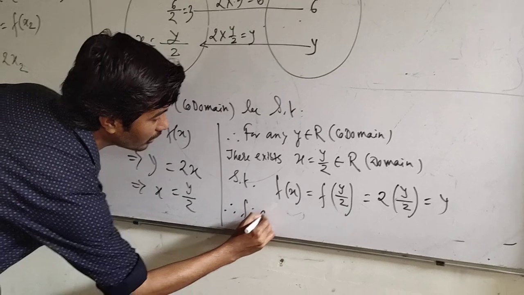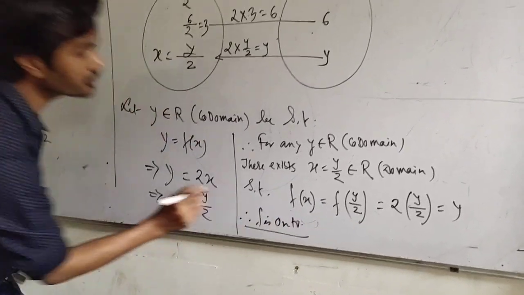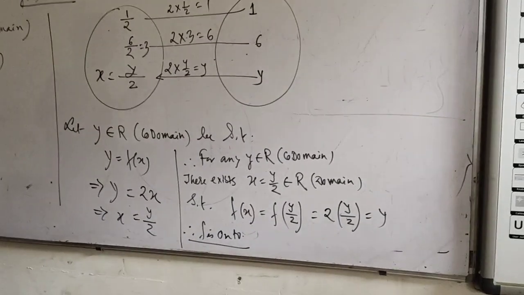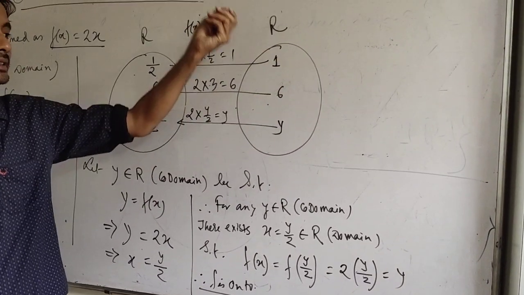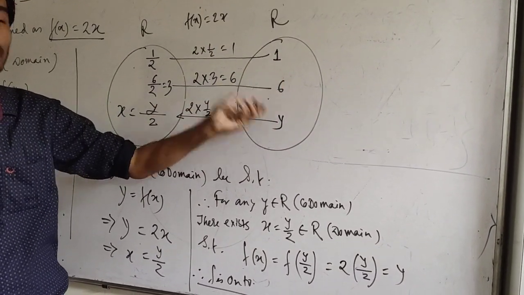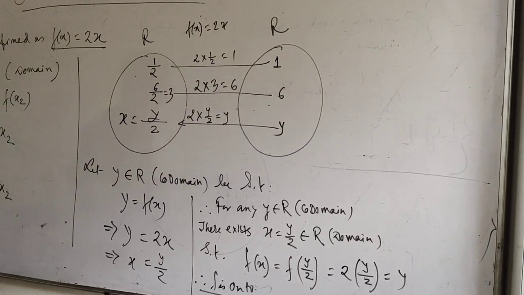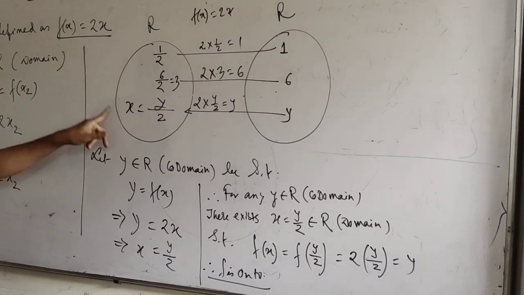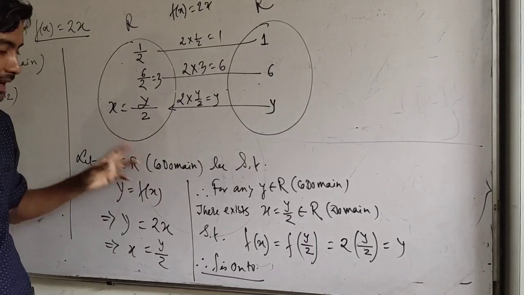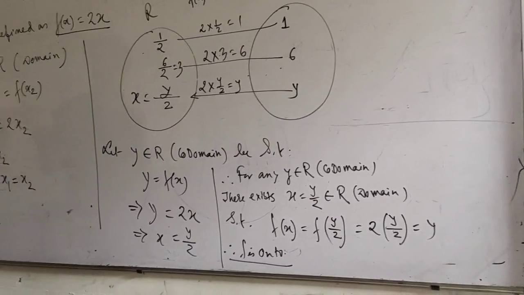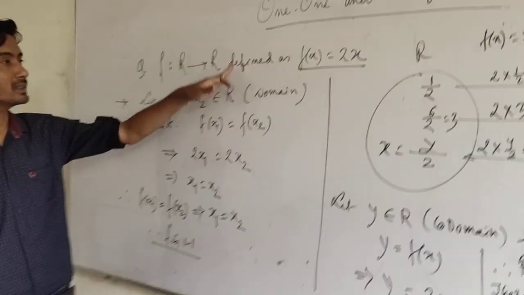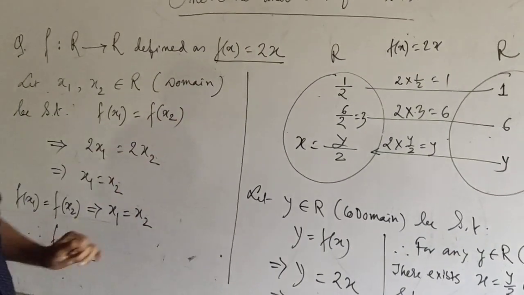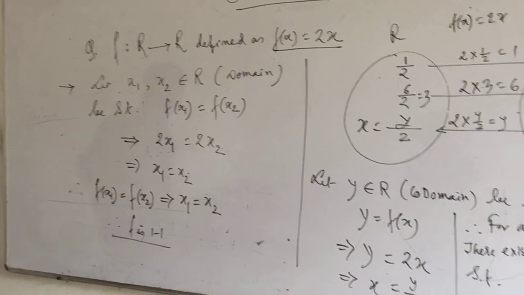Therefore f is onto. It is clear from this that if you take any element in the codomain, you divide that element or that number by 2, you will get its pre-image in the domain. Therefore this function satisfies the definition of an onto function, and hence it is an onto function. So this is all about this function f from R to R defined by f(x) equal to twice x. I think you have understood the explanation.